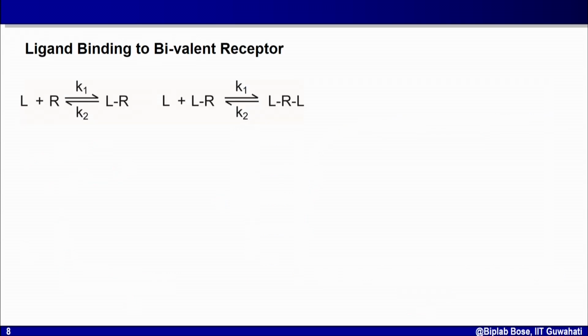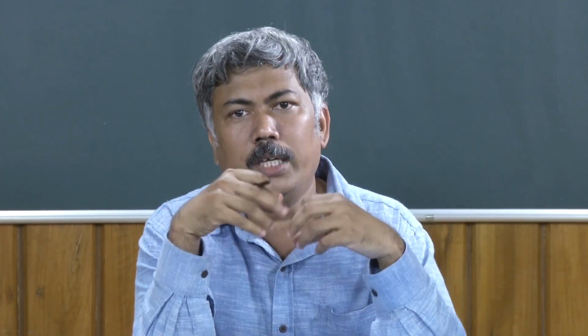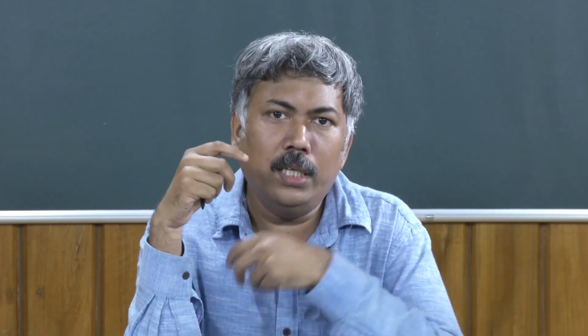So what I have discussed till now is actually binding of a ligand to a receptor. For example, insulin going and binding to insulin receptor, or EGF going to bind to EGFR, something like that. But many a time, a receptor can have two hands. So my receptor will be called bivalent.